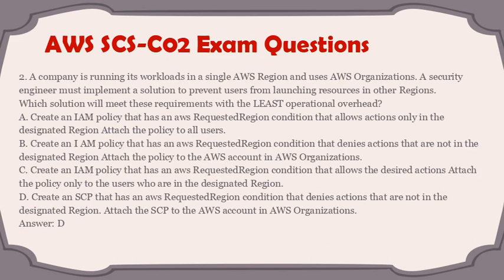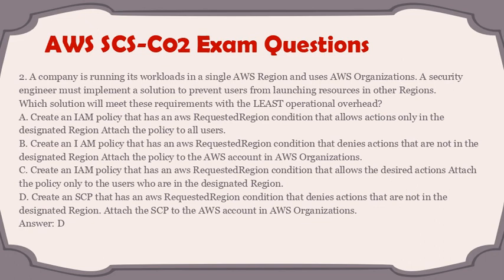2. A company is running its workloads in a single AWS region and uses AWS Organizations. A security engineer must implement a solution to prevent users from launching resources in other regions. Which solution will meet these requirements with the least operational overhead? A. Create an IAM policy that has an aws:RequestedRegion condition that allows actions only in the designated region. Attach the policy to all users.